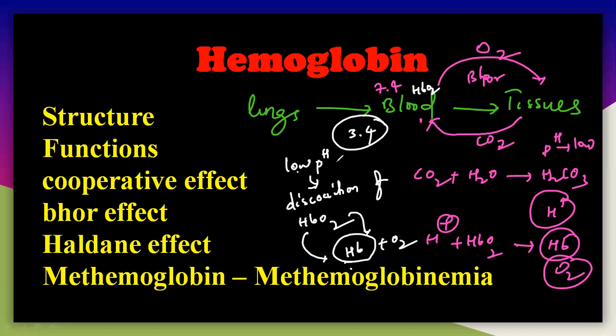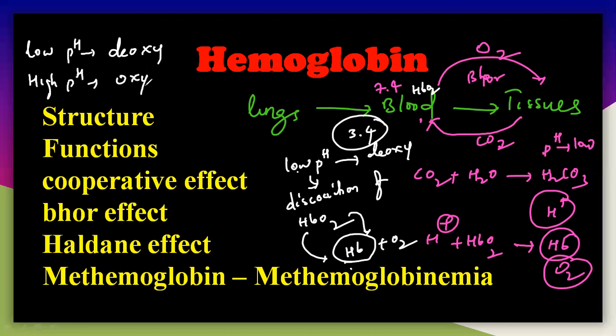Whenever it is a low pH, then it is favorable to the deoxyhemoglobin. Once again, low pH is favorable to the deoxyhemoglobin. At high pH, it is favorable to the oxyhemoglobin. If it is oxyhemoglobin, the binding of oxygen is very high. For the deoxyhemoglobin, the affinity of oxygen is very low.